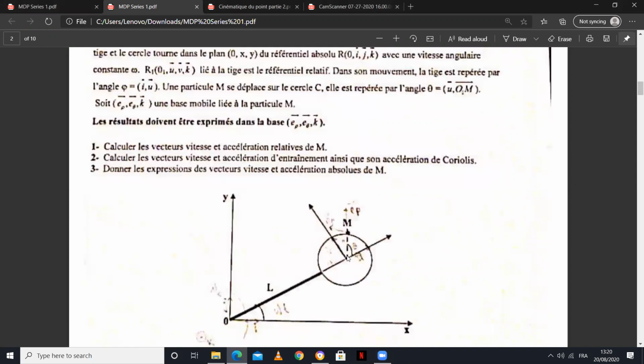So when we say find the vitesse relative, we're just asking you to derive the vector position. So here we'll just be deriving O1M. That's it, O1M. We derive it in R1 because that's our repère relatif. When we're working with vitesse relative, acceleration relative, we are working dans le repère relatif, tout simplement.